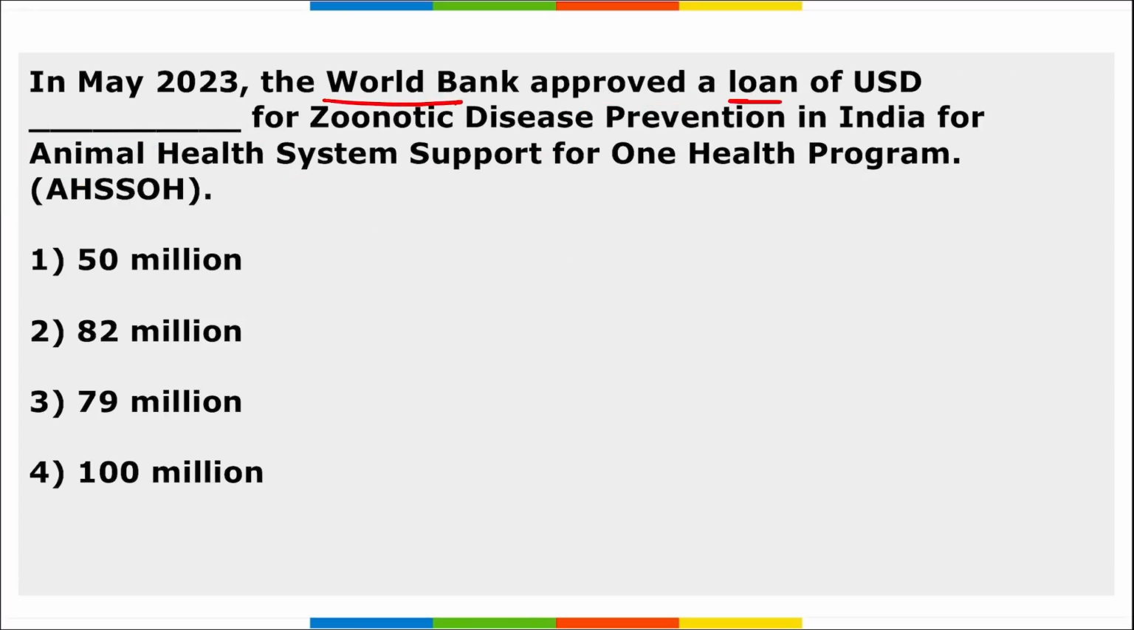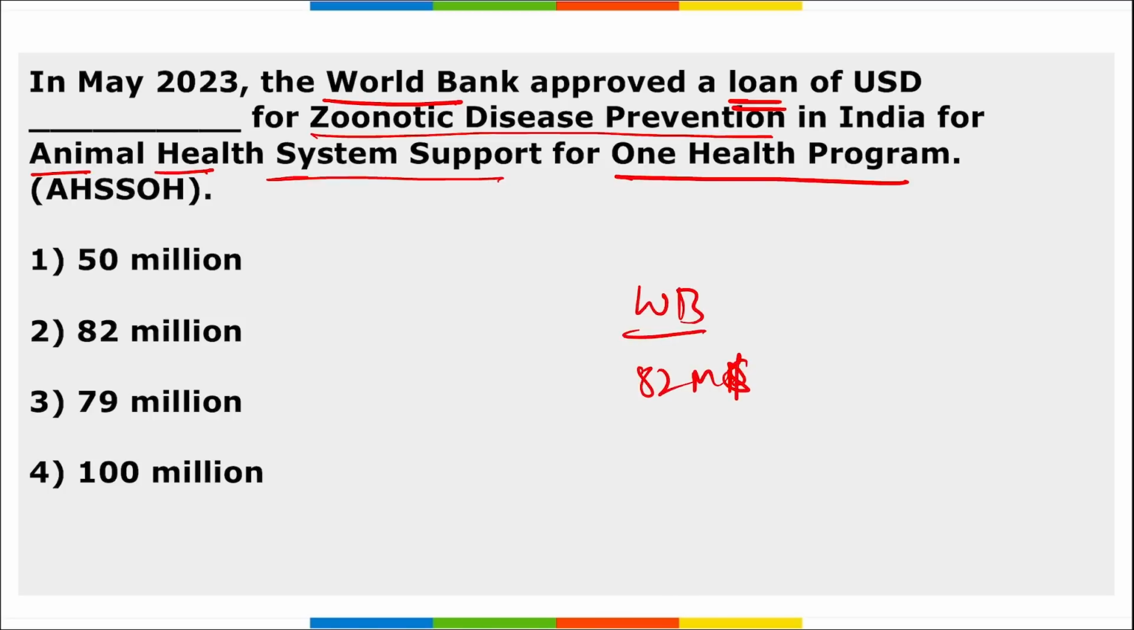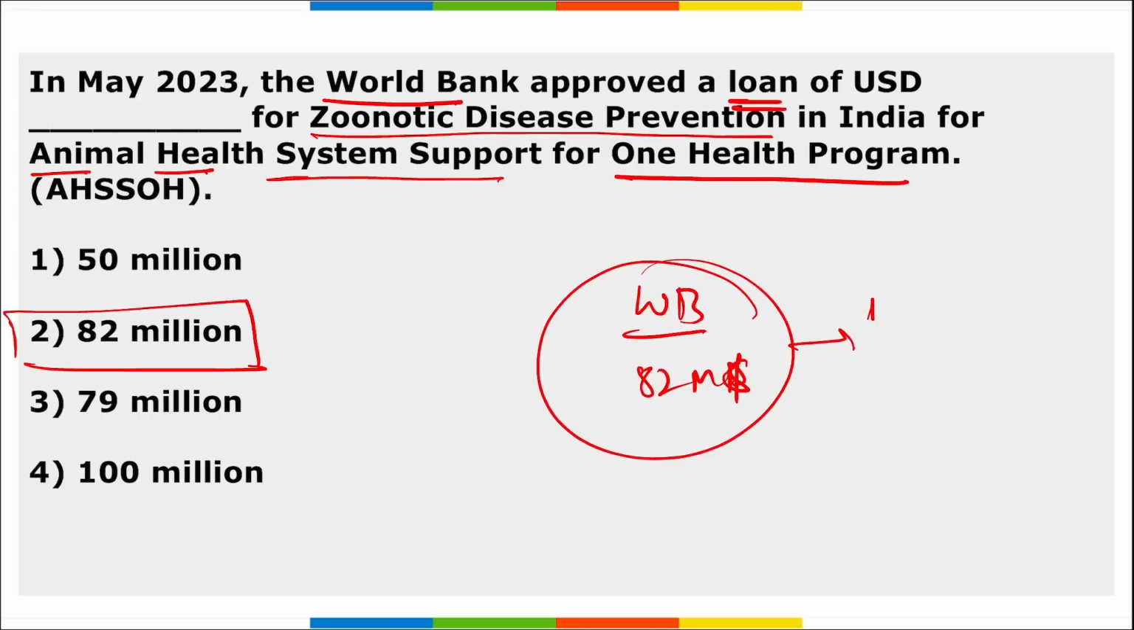World Bank approved a loan for zoonotic disease prevention in India for animal health system support for the One Health program, right? So World Bank recently approved $82 million. These $82 million will be used for the zoonotic disease prevention in India, correct? Next, and this is a loan, right? So it will have a maturity period of 11.5 years with a grace period of 4.5 years.